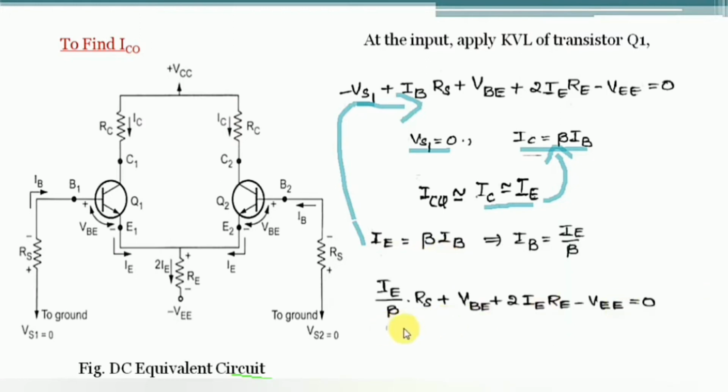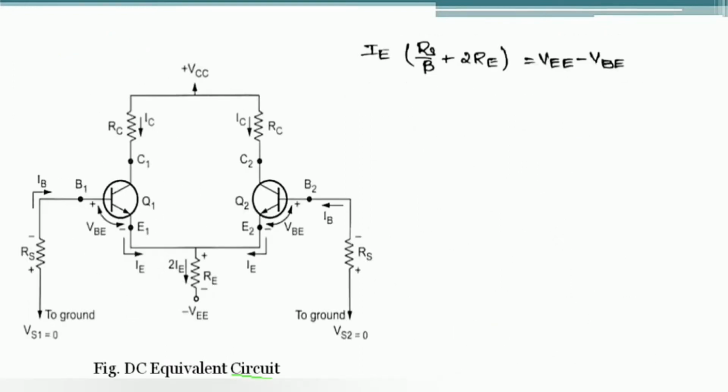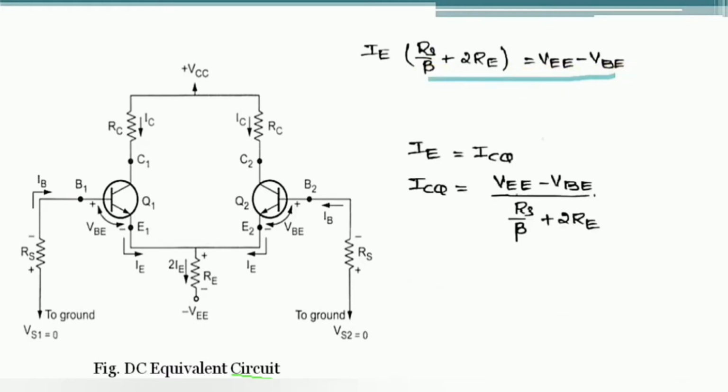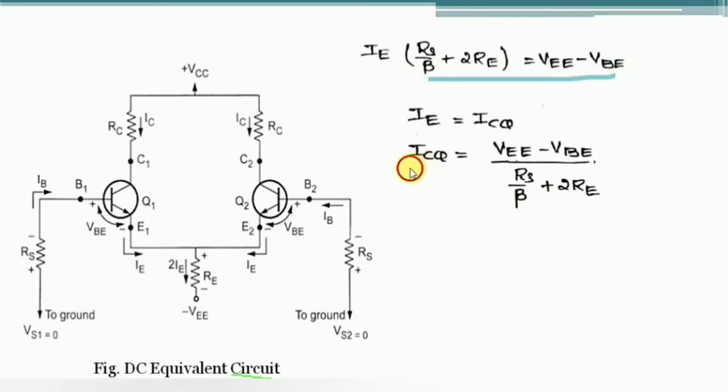Then we'll get the relation like this. Okay, now commonly the value IE. If you common the value of IE from this equation, you will get it as Rs by beta plus 2Re, which is equal to VE minus VBE. Now we can find the value of ICQ as VE difference VBE by Rs by beta plus 2Re.